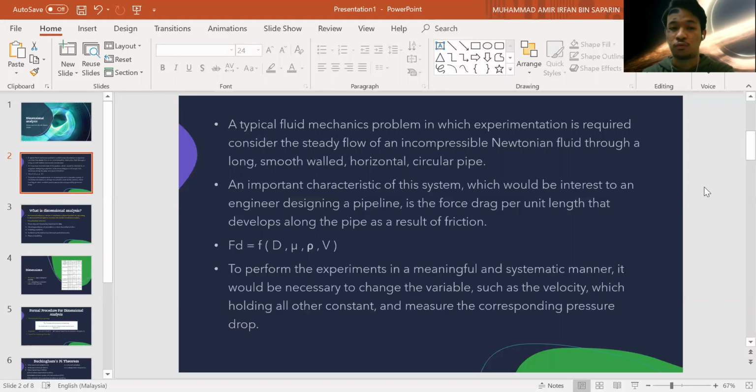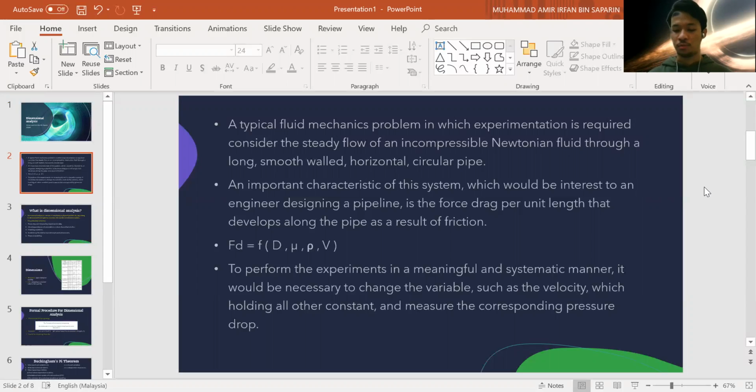So the equation is drag force with four different independent variables, which are diameter, viscosity, density, and also velocity. To perform the experiments in a meaningful and systematic manner, it will be necessary to change the variables, such as the velocity, while holding all the others constant, and measure the corresponding pressure.